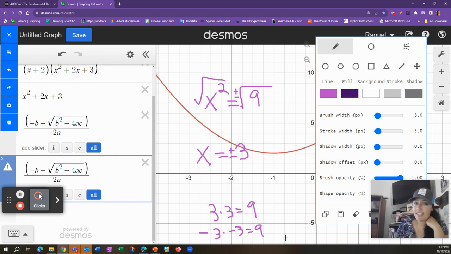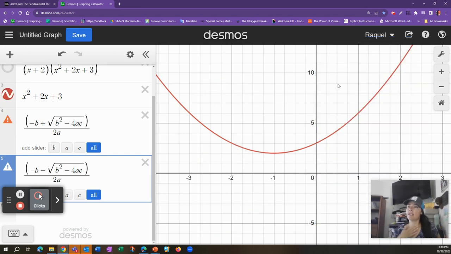So if you have a complex root, then you're going to have a complex pair. We call it a complex conjugate. So you'll have the plus and minus right there by the square root, by the i. You'll have the plus i, minus i. Okay? All right.